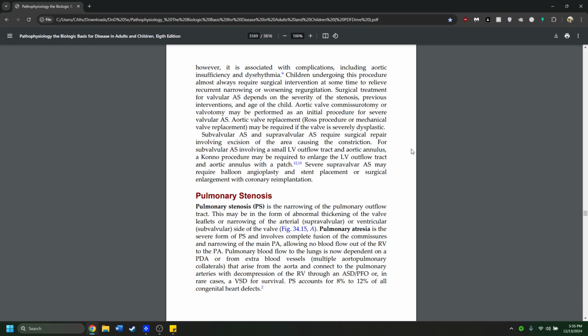Subvalvular aortic stenosis and supravalvular aortic stenosis require surgical repair involving excision of the area causing the constriction. For subvalvular aortic stenosis involving a small left ventricular outflow tract and aortic annulus, a Konno procedure may be required to enlarge that left ventricle outflow tract and aortic annulus with a patch. Severe supravalvular aortic stenosis may require balloon angioplasty and stent placement, or surgical enlargement with coronary reimplantation.